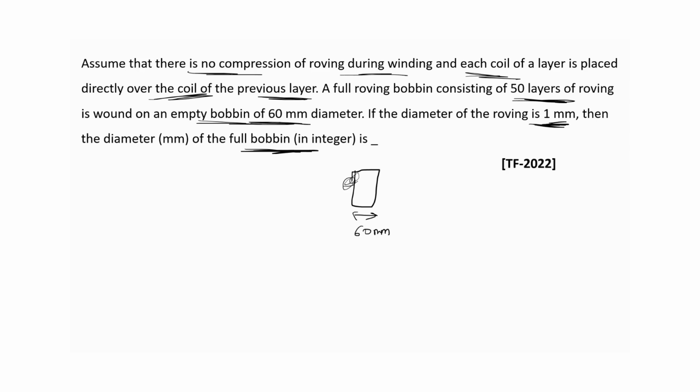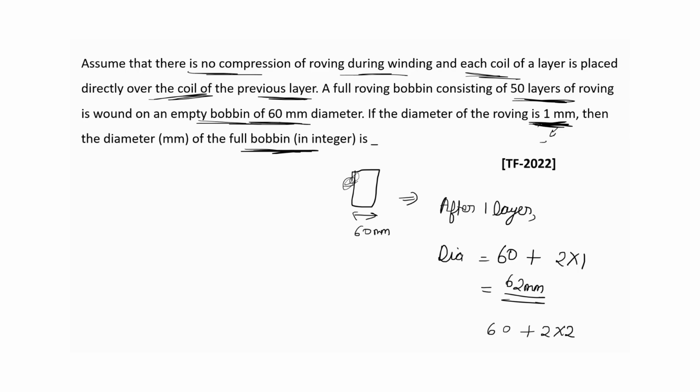then what becomes the diameter? It is asked. So after one layer of roving, what will be the diameter after one layer? Since it is wound on both the sides, the diameter is 2r, so diameter becomes 60 mm plus 2 into 1, on both the sides of the bobbin, that is, the front side and second the back side, so 62 mm diameter for the first layer. And similarly for the second layer, 60 plus 2 into 2, so on and so forth.